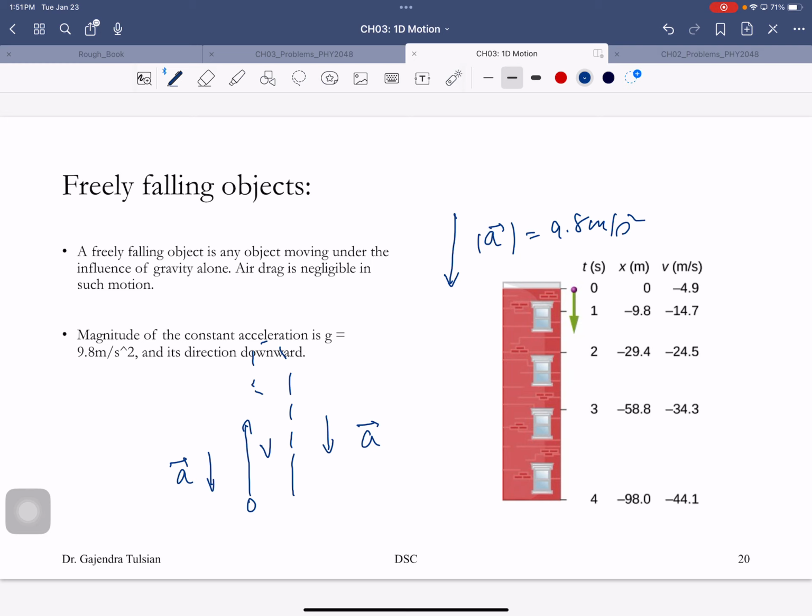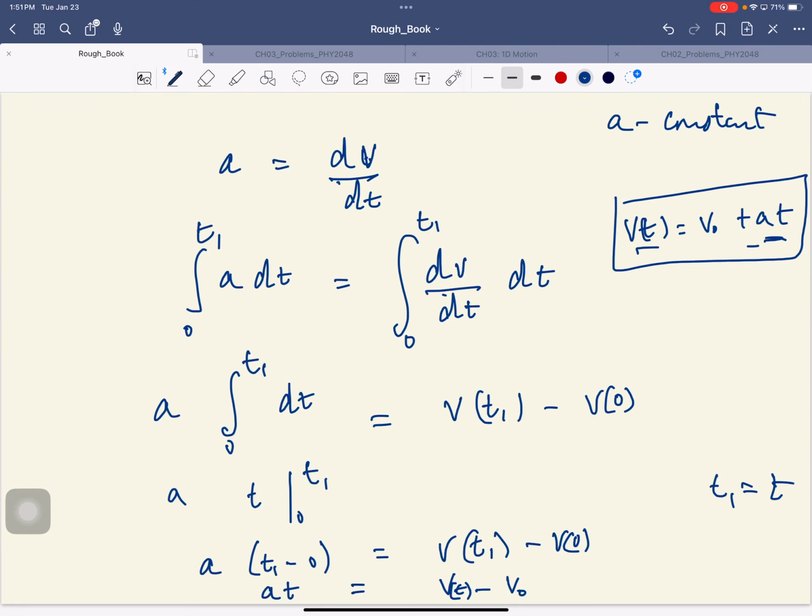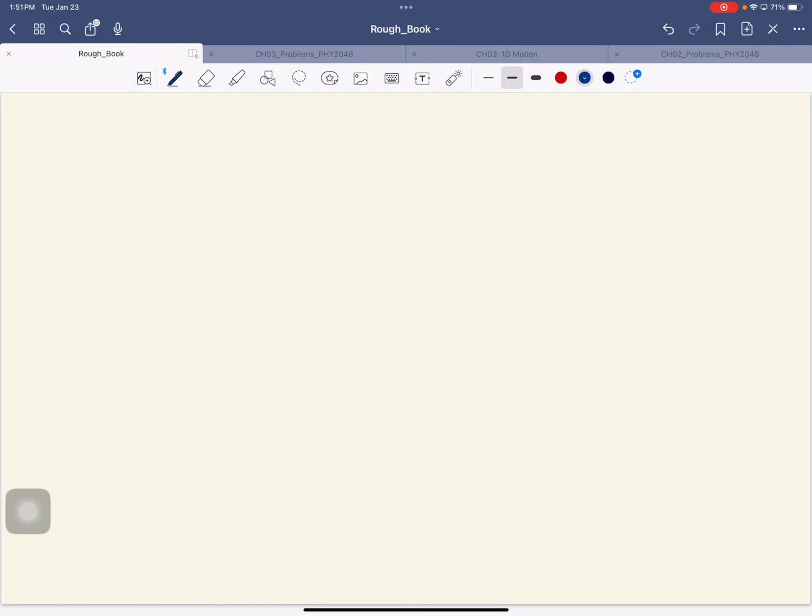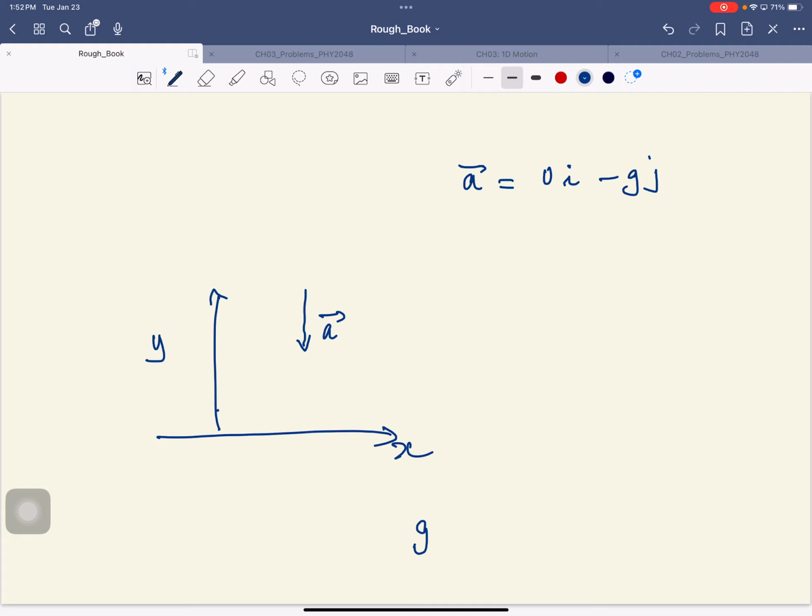Now here's another point that many people are confused about. In this axis, what is the acceleration due to gravity? It's a vector pointing in this direction, and the magnitude of this is g. Let me write it in vector form: it's 0i minus gj. You guys understand?